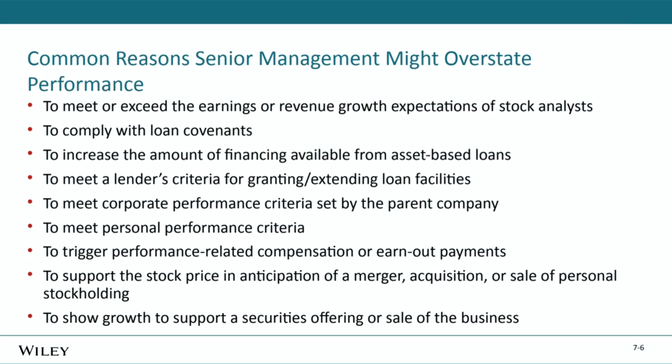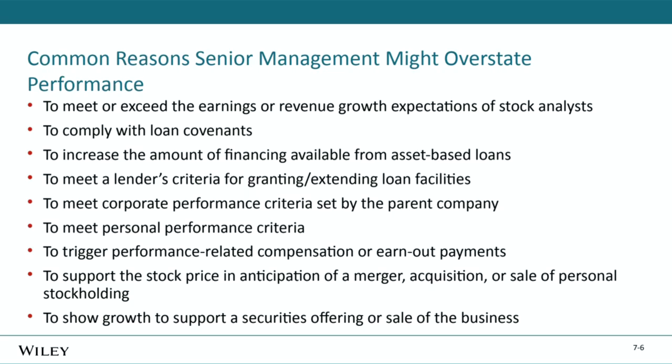Okay, so it's kind of like an athlete. A baseball player gets a big bonus if they hit 20 home runs during the year. Well, you'll get a big bonus if you can get the sales revenue above $15 million. Well, again, you can do it the honest way, or we can make the numbers hit 15 million some other way. Support the stock price in anticipation of a merger, acquisition, or sale of personal stock holdings.